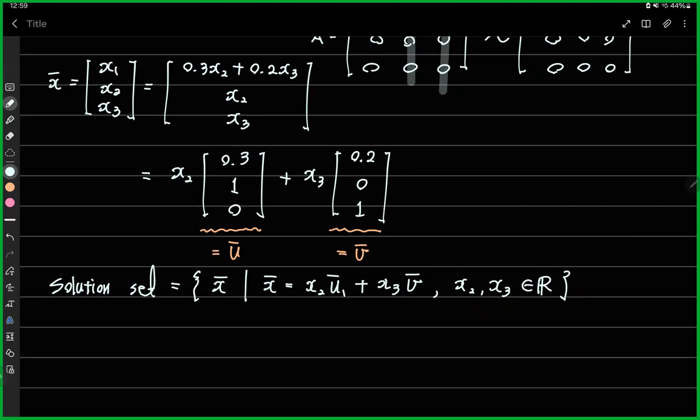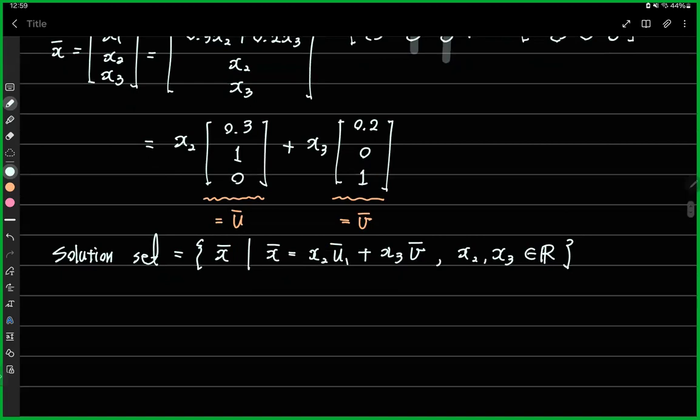This is a kind of classical way to express the solution set, but we learned the span, right? So now we're not going to express the solution set like this. That's the old-fashioned way, because we learned the span. This is equal to actually what? The span of vector u and vector v, because x2 and x3 can be any real numbers. So what does span mean? It is the set spanned, or generated, by vectors u and v, right?